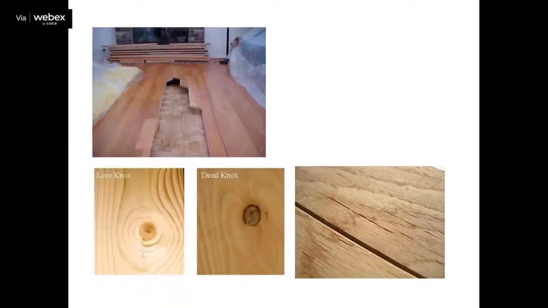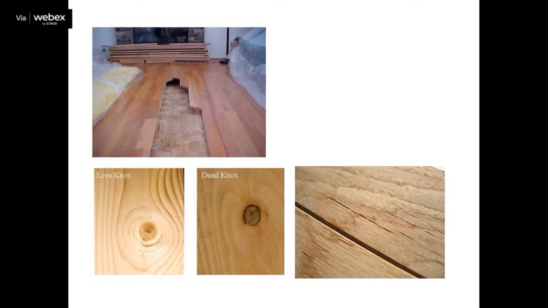We can see here, the timber was not dried properly, and therefore when the shrinkage happened, the joint came out. This is the live knot, whereas this is the dead knot. When the dead knot shrinks, it may come out. Sometimes the timber is not dried properly, and in the summer season when the movement happens, we can see a lot of gaps between the tables and the joints become open.